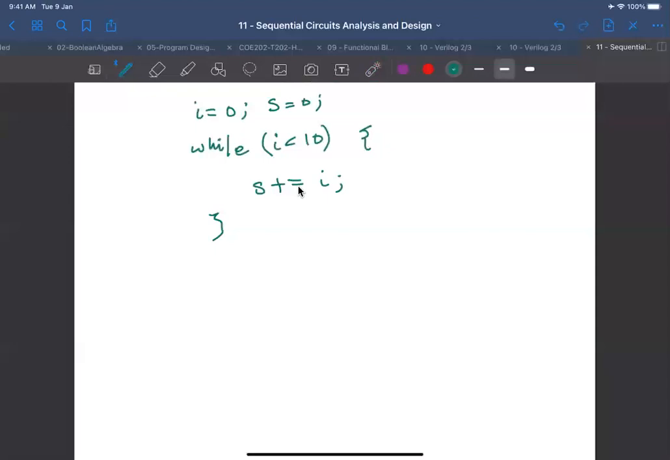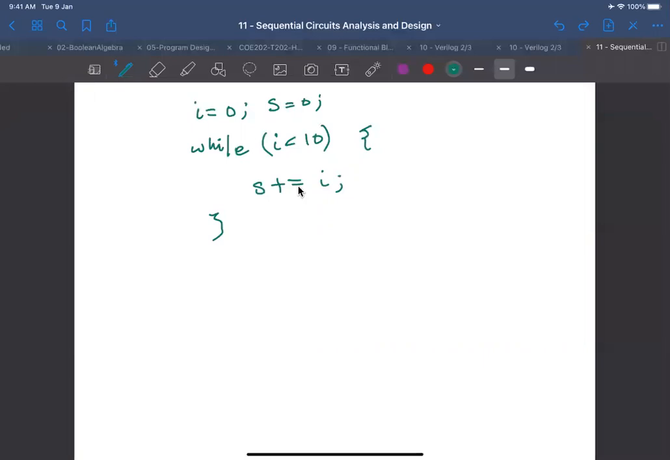Does it multiply i by s? Is this a multiplication sign? It computes the sum of the numbers from 1 to 10, summing up s and i. Including 10? No, just exclude 10. But there is a mistake that we have made. What is the mistake? We initialized i as 0. That's fine, zero plus anything is the same thing.